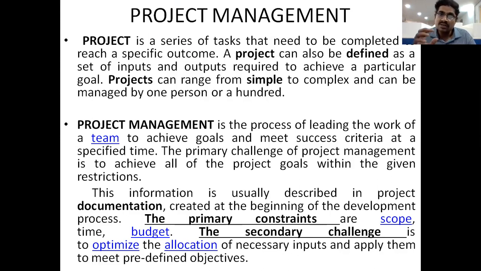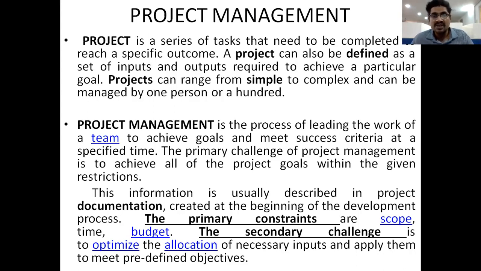So for reaching our targets, for reaching our objectives, or to achieve the targets of the company, we need to plan for future courses of action. Those future actions or future tasks come under a project. So a project can also be defined as a set of inputs and outputs requirement and a plan for these requirements to achieve a particular goal. So, a plan for inputs and outputs of the company to achieve the company's targets.